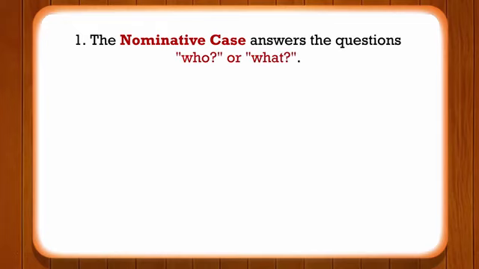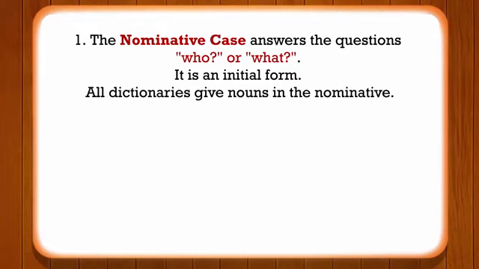So here you can see the first one is the nominative case. The nominative case answers the question who or what, like we already know, кто and что. It is the initial form of all kinds of nouns. All dictionaries give nouns in the nominative case only. So whenever you browse through a dictionary and see words, they are actually in the nominative case form.